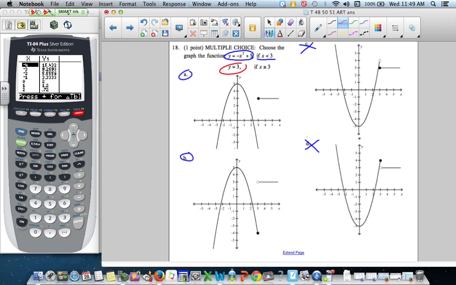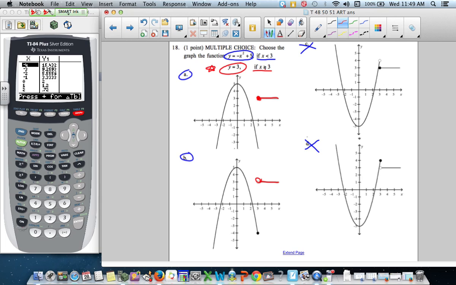Now the other part of the equation is y equals 3 if x is greater than or equal to 3. Y equals 3 is a horizontal line at a y coordinate of 3. So that's this part of the graph. Now these two graphs are the same except for one thing. Closed circle here versus open circle here. So that's the start of that graph. When x is greater than or equal to 3, we should be using this graph. And notice how it includes the 3. It's greater than or equal to 3.